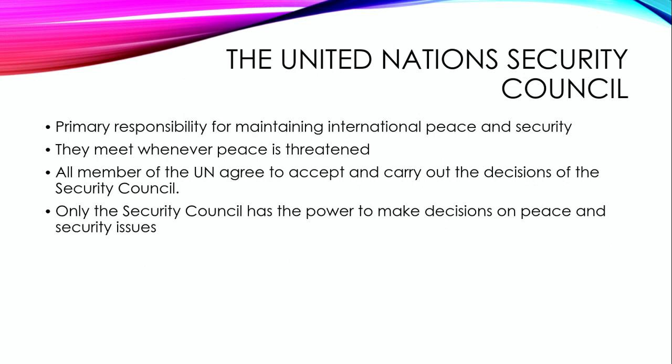While there are lots of criticisms of the UN, one thing that we can say, though, is that there has not been a World War III. All members of the UN agree to accept and carry out the decisions of the Security Council. And only the Security Council has the power to make decisions on peace and security issues. So what we can see right off the bat is that the Security Council has the most power out of any of the organs. And we'll see that this power is not at all balanced.